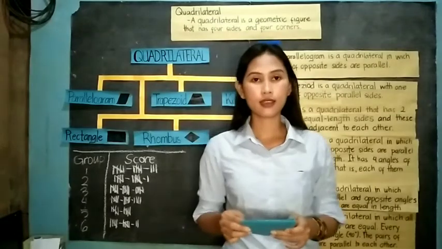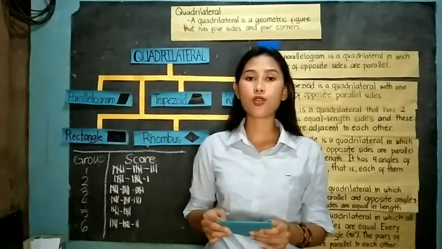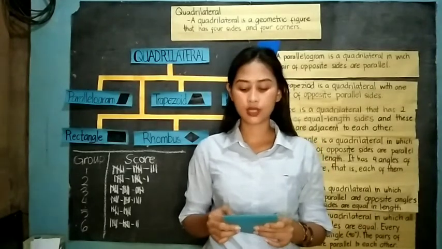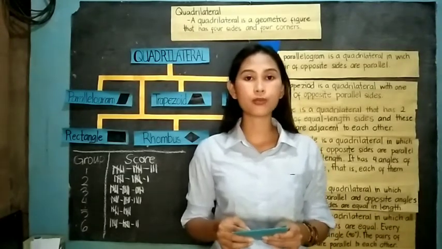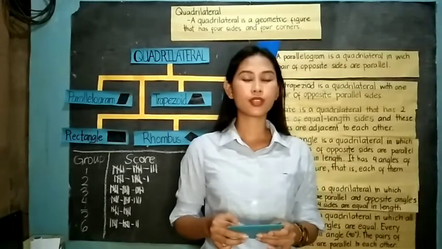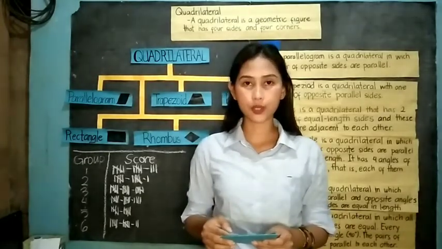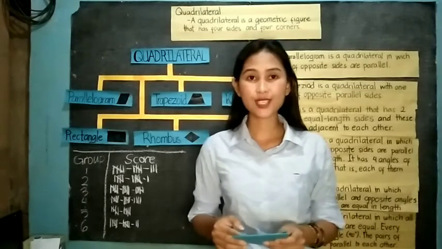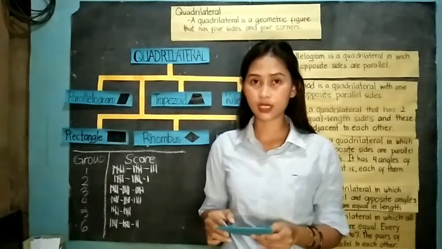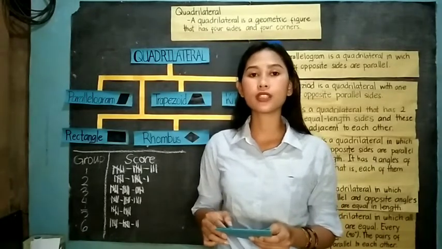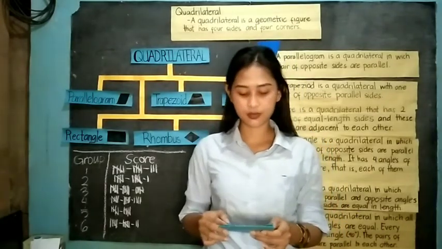Number 9. A square is a rhombus. Is it a fact or a bluff? Time's up. Everybody, raise your answer. The answer is fact. Groups 6, 1, and 3 got the correct answer.